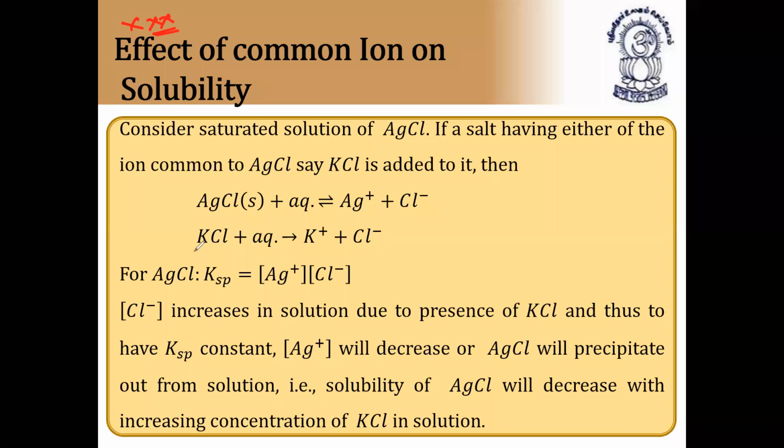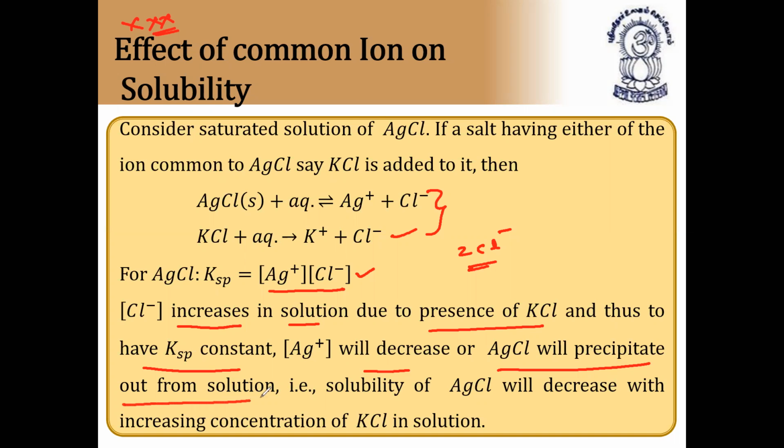Please note down. How to find Ksp for AgCl? Ksp is equal to the concentration of Ag plus into Cl minus. And in the second case also we have Cl minus, so we have two sources of Cl minus ions, because in these two the common ion is chlorine. So the chloride ion concentration increases in solution due to the presence of potassium chloride, and thus to keep Ksp constant, Ag plus will decrease or AgCl will precipitate out from the solution. That is, the solubility of AgCl will decrease with the increasing concentration of potassium chloride solution. And to find the solubility of chlorine, solubility is equal to Ksp by C. New solubility is Ksp by the concentration of C.